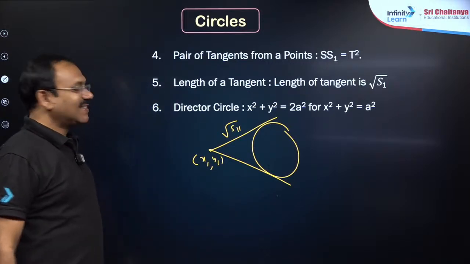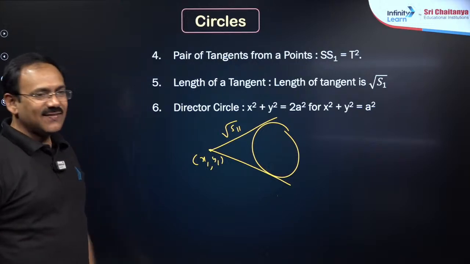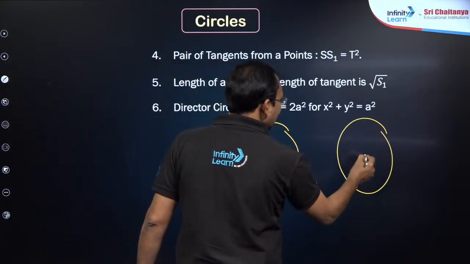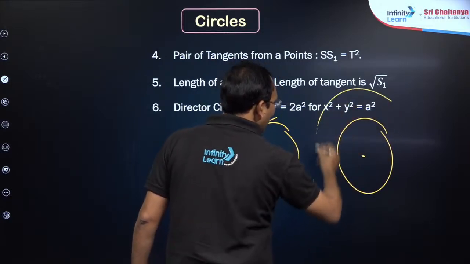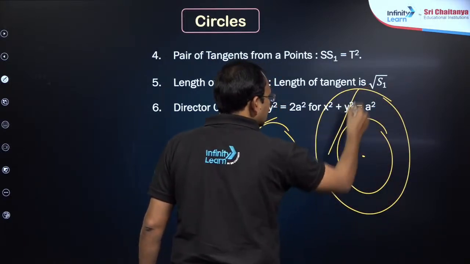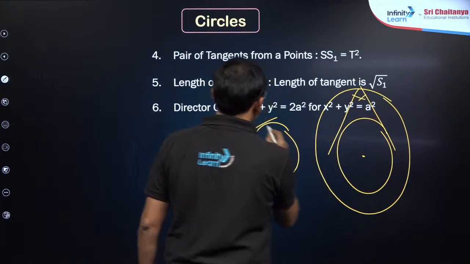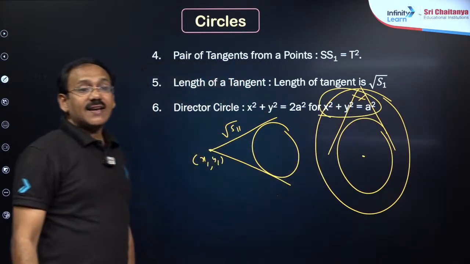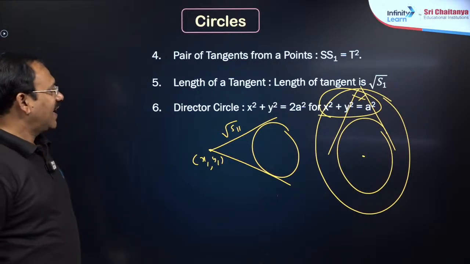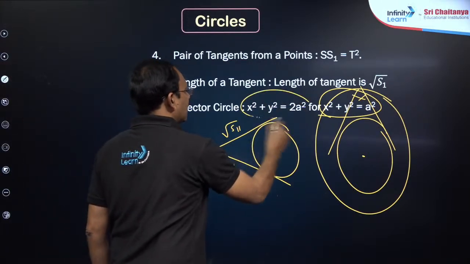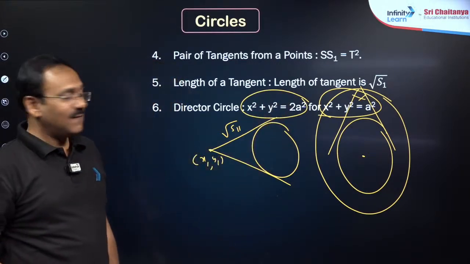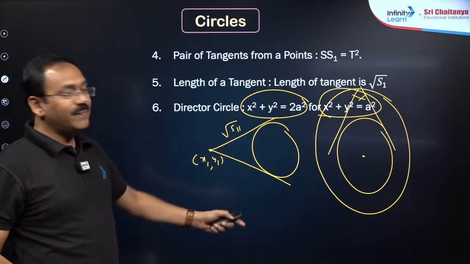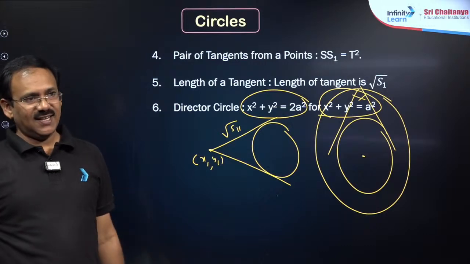Okay, let's go. Director circle. When a circle equation is given, my dear friends, the director circle means the set of all points from which, if you draw the tangents, the two tangents will be perpendicular. So for x square plus y square is equal to a square, the director circle is x square plus y square is equal to 2a square, because the director circle will have the same center as the given circle and its radius will be root 2 times that of the given circle. Okay.